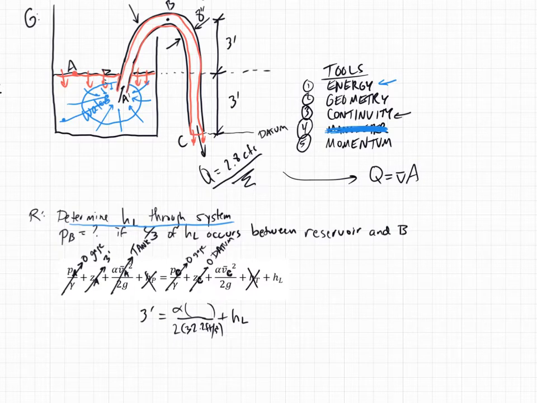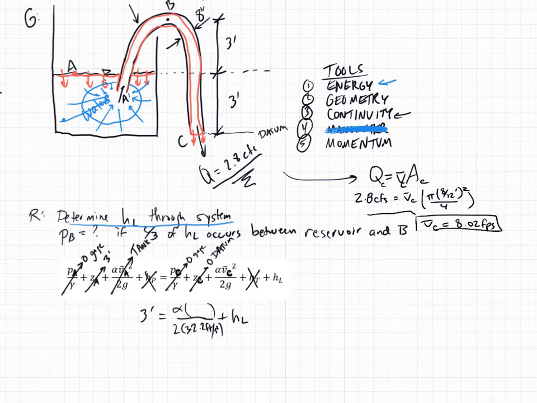So at this point, we've seen this continuity done quite a few times, so this should be becoming old hat. I guess we could put C's on here if we wanted to. So VC, and we'll call this area, which would be pi times (8 over 12 feet) squared over 4. So VC equals, I think, 8.02 feet per second.